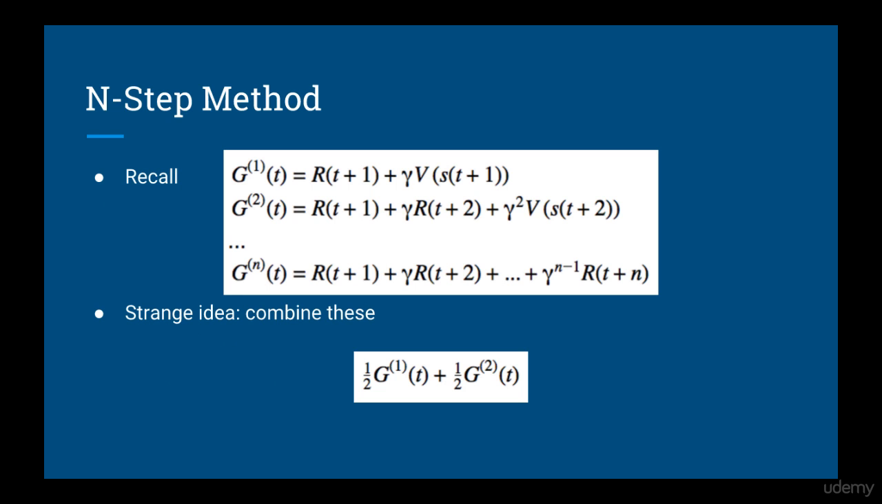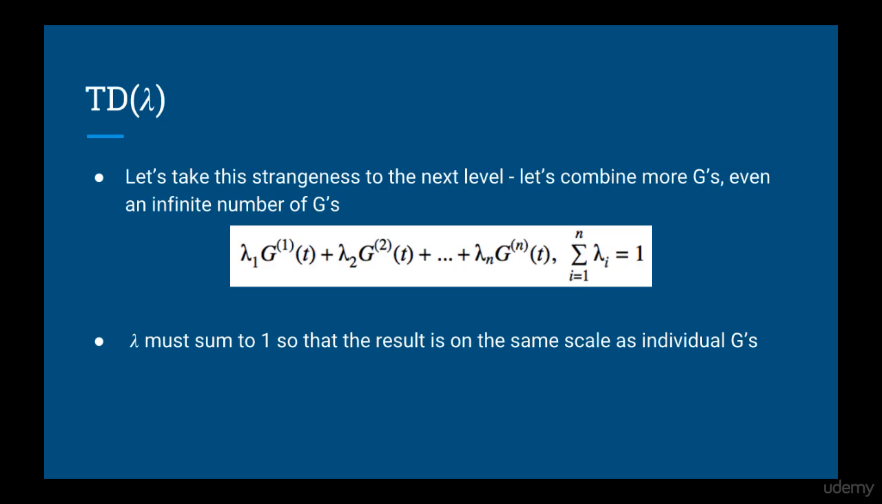So first, let's further generalize the n-step method. Remember that we can define different g's depending on how many r's they depend on. A strange idea might be to form a return that is a combination of these g's. For example, 1/2 g1 plus 1/2 g2. Now, to take that strangeness to the next level, consider that we can sum up any number of g's, even an infinite amount of g's. The only requirement is that the weightings for each g have to sum to 1, since the final g must be on the same scale as the original g's.